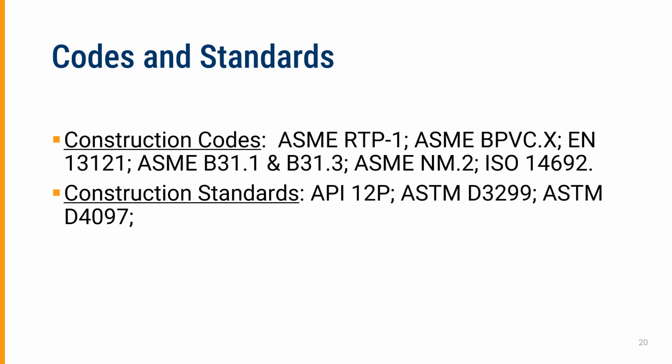Construction standards include API 12P, ASTM D3299, and ASTM D4097. Many of these standards have significant common ground. So if something is designed to any of these, they're likely to be relatively equivalent.